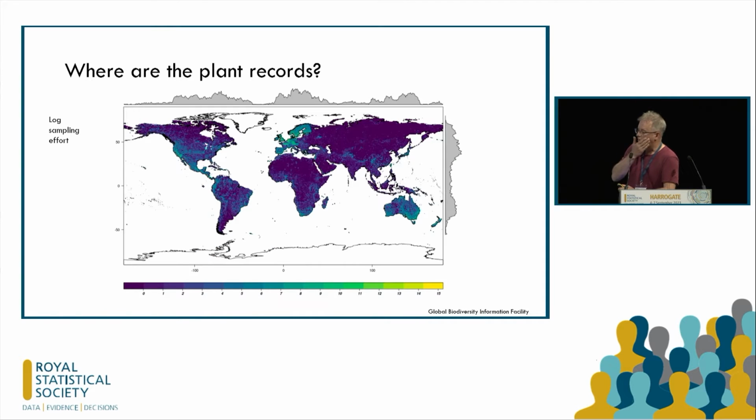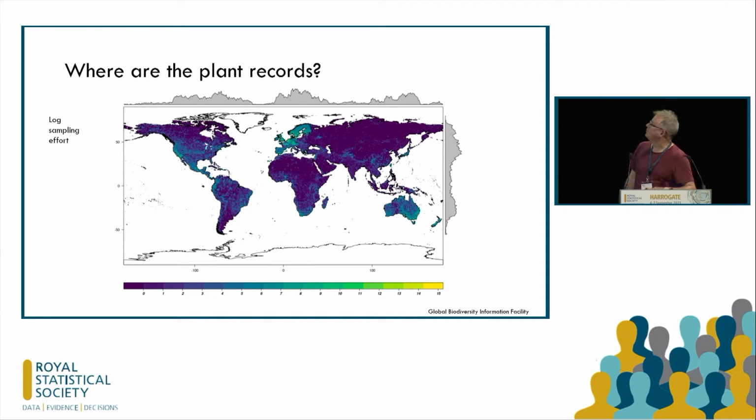But then we started looking at the plant records. So there are hundreds and hundreds of millions of plant records out there, all collated by GBIF these days, the Global Biodiversity Information Facility. And so you can download them all. And this is what you see. This is on a log scale, the brightness. All of the plants that have ever been recorded are in Europe, really, it turns out.